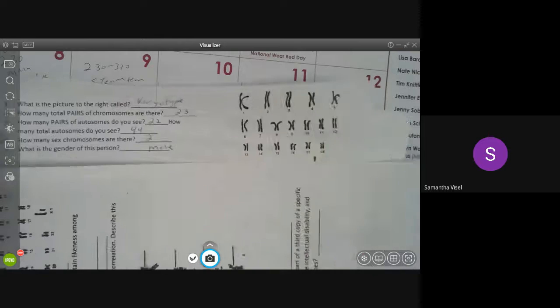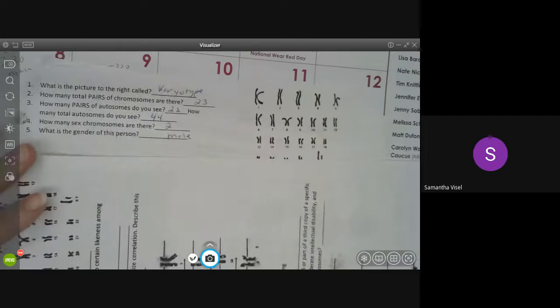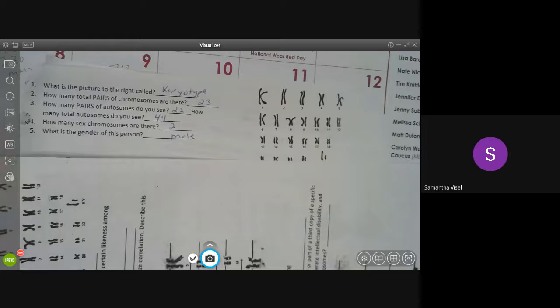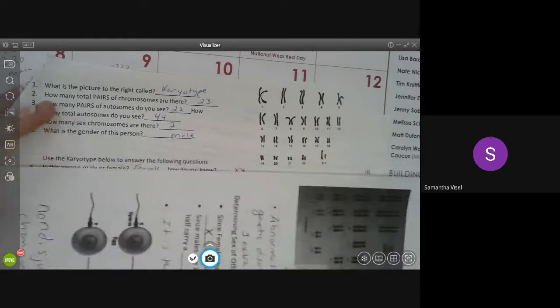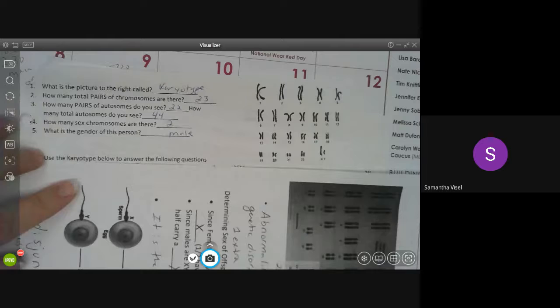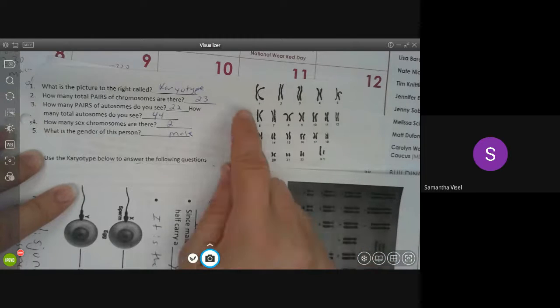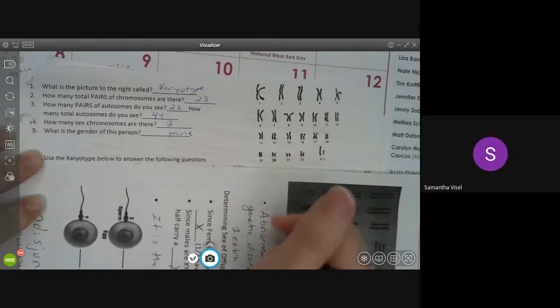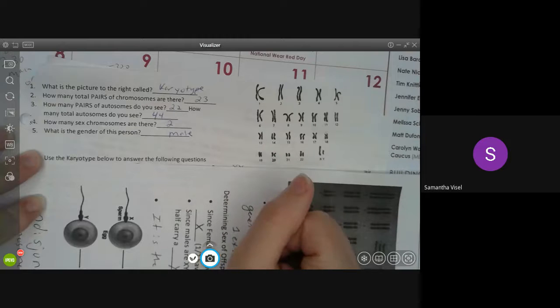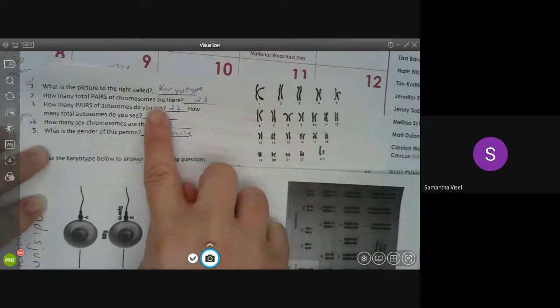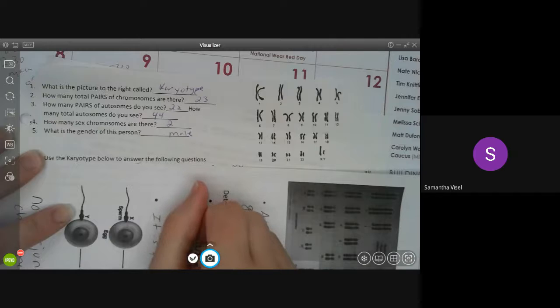Okay, so at this point in time, everyone should have worked through our first practice with a karyotype on the back of our notes. So we're going to go through it real quick just to check our answers, check our responses. So this picture on the right-hand side here is called a karyotype. We've got our chromosomes arranged from largest to shortest. There's a total of 23 pairs of chromosomes.